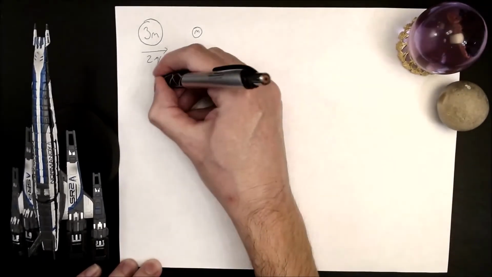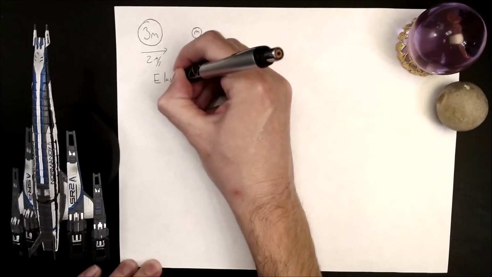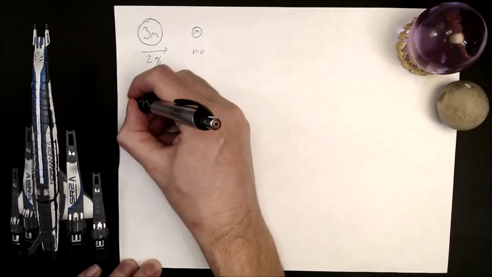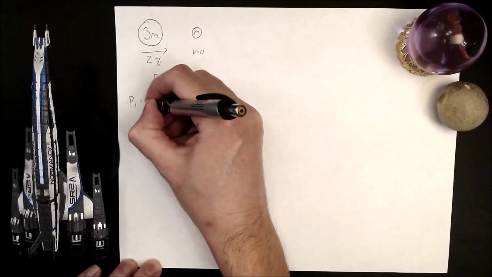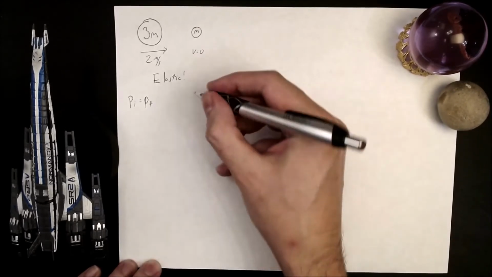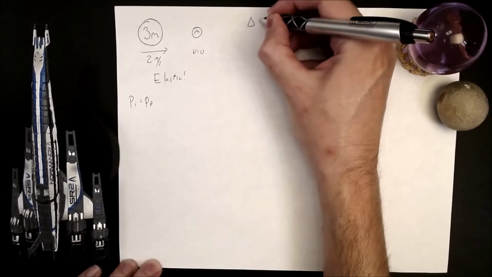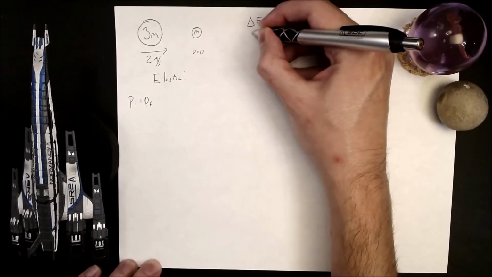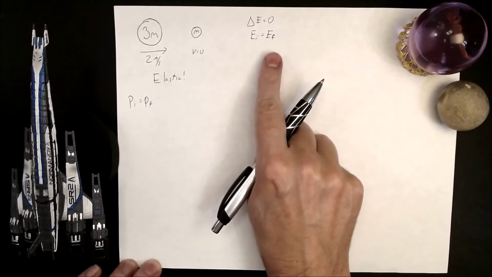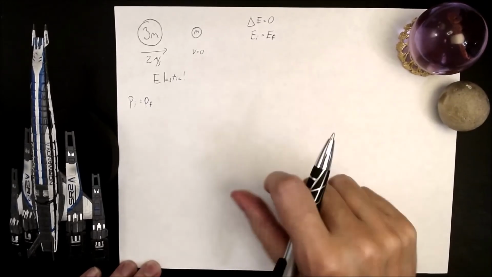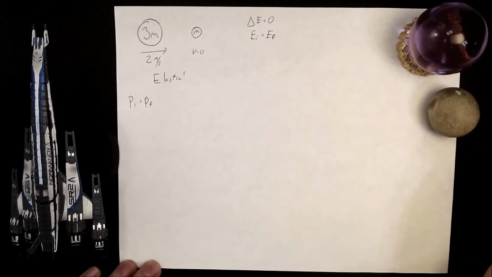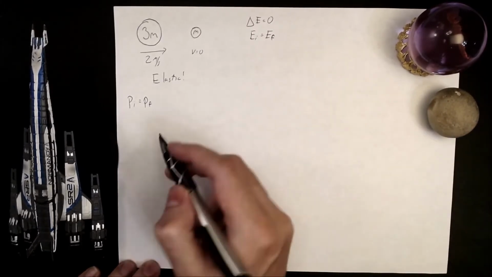This is going to be elastic again, and so we need to remember that momentum initial is equal to momentum final, which is true of every single collision in the universe. And we also need to remember that delta E is equal to 0, aka E initial is equal to E final, which is true of elastic collisions only, where energy is conserved and you get the same kinetic energy at the end of the problem that you had at the beginning of the problem.